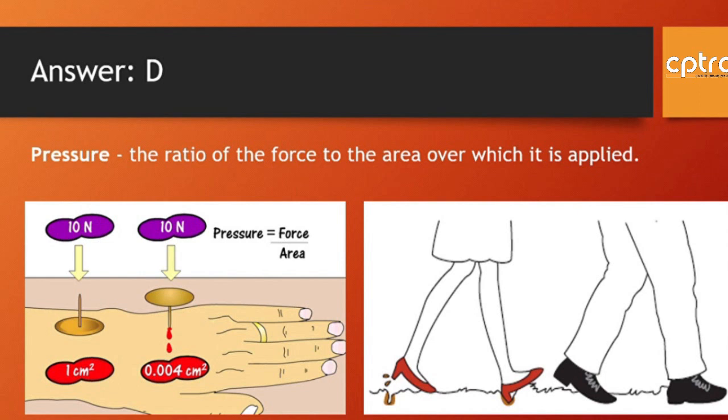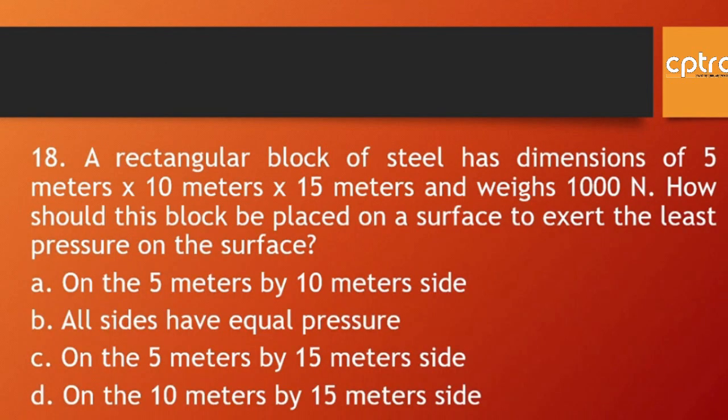So in this item, the answer is letter D because 10 meters times 15 meters, you have 150 square meters. That is the widest area among those four options there.